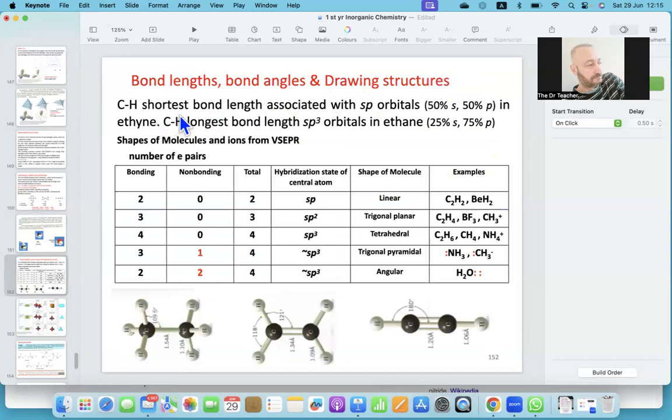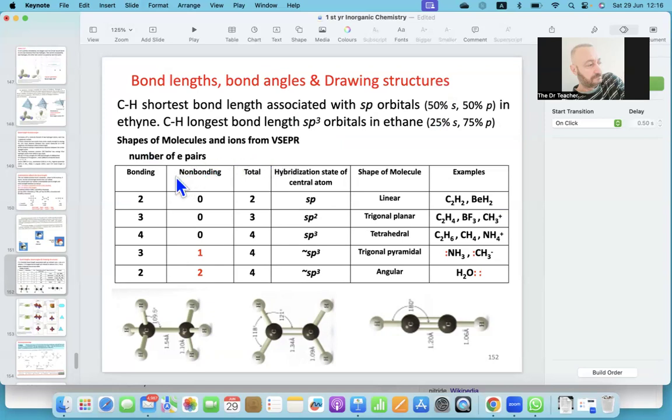The carbon-hydrogen shortest bond length is associated with sp, which is 50-50% S and P in ethyne. And the carbon-hydrogen longest bond length is sp3, where in ethane it is 25% S, 75% P.